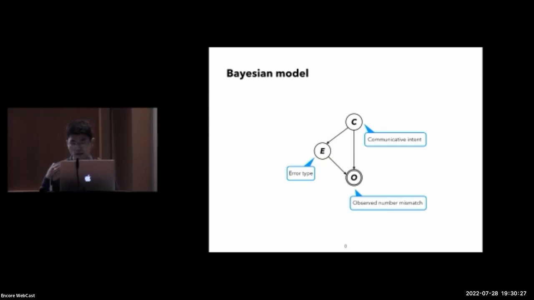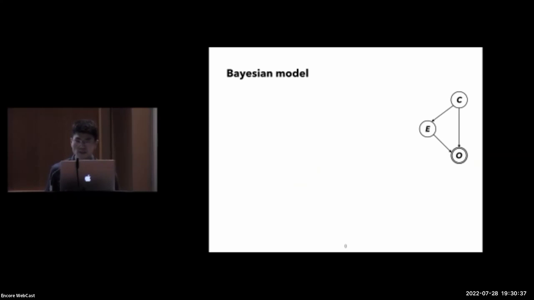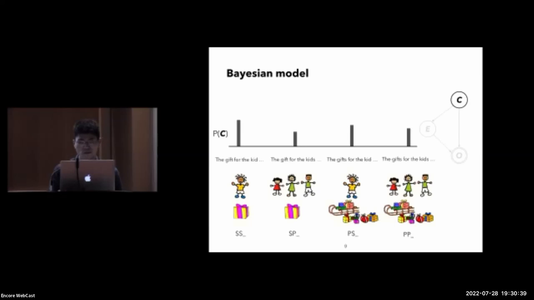And for the comprehender, the job is to recover the kinds of errors given the observed number mismatch. So the generative story of this model is as follows. First, the communicative intent is sampled from a prior. In this case, we define it over the four possible combinations of the number features of the subject and the local nouns. So that includes one gift, one kid; one gift, multiple kids; and so on and so forth.